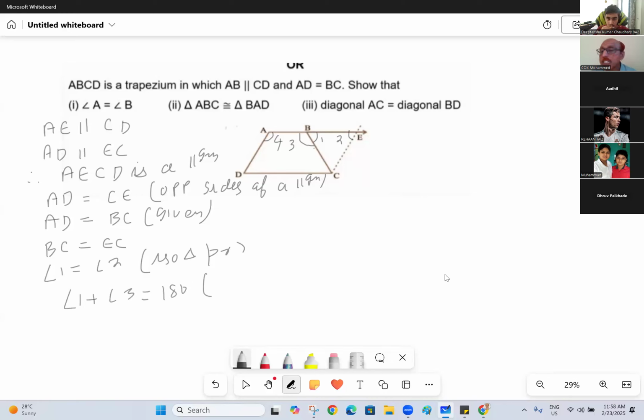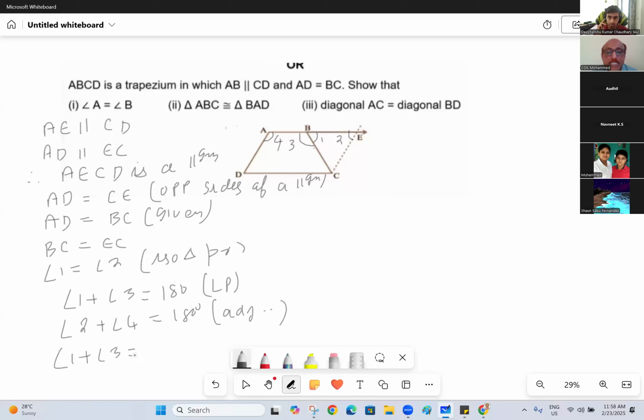What is the reason, Sean? Angle 1 plus 3 is a linear pair, sir. Linear pair. Now, Navneet, what is the reason angle 2 plus 4 is 180? Sir, adjacent angles of a parallelogram add up to 180. Very good, right answer. You write like that. Now I will write 1 plus 3 is equal to 2 plus 4, but 1 is already equal to 2. We proved it. So therefore, what is equal, Krish? Therefore, 3 is equal to 4.